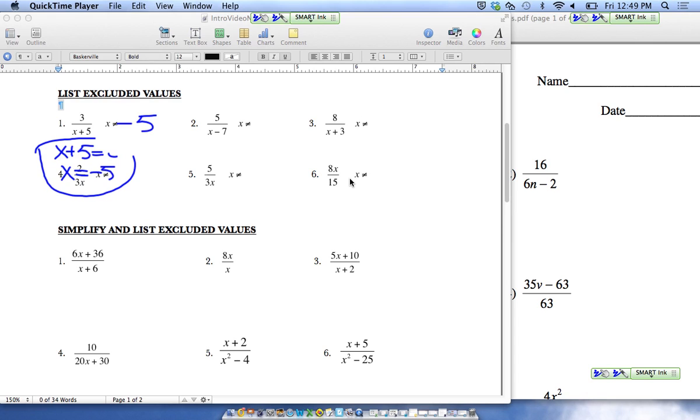Moving on to number 2, the denominator is x minus 7. If x minus 7 equals 0, that means x has a value of 7. So my excluded value for number 2 would be positive 7. x is not allowed to equal positive 7. Moving on to number 3, well, if x plus 3 equals 0, then x itself would be negative 3. So that means for this problem, the excluded value would be negative 3, because negative 3 would make this a meaningless expression because I would have division by 0.